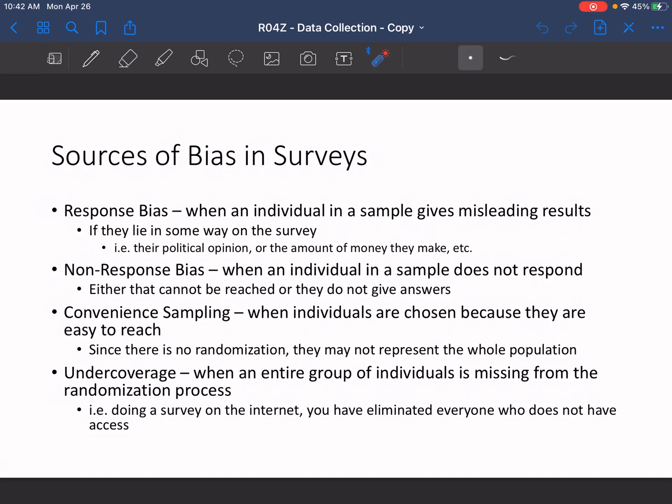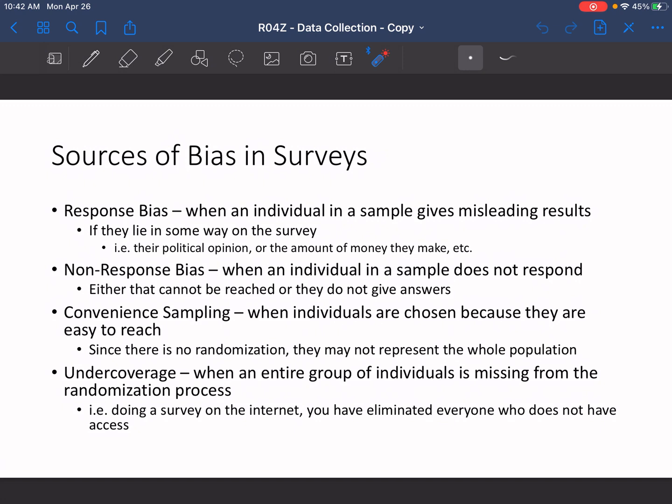The first one being a response bias, and that's when an individual in a sample gives misleading results. If they lie in some way on a survey, that could be an example of a response bias. An example of this would be their political opinion or the amount of money that they might make. Something along those lines could present a response bias. We also have the idea of a non-response bias, and that's when an individual in a sample does not respond. Either they cannot be reached or they just do not give answers. That's an example of a non-response bias.